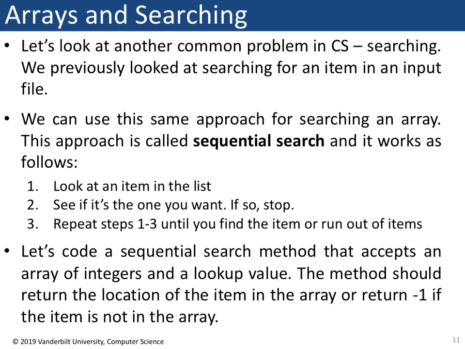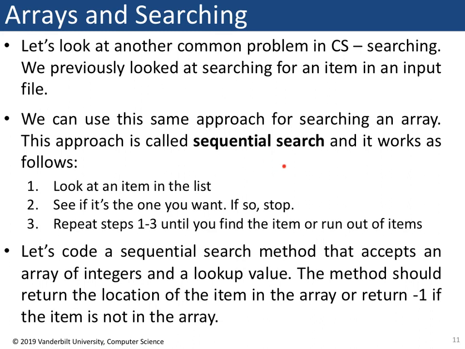So now we're going to shift gears and we're going to talk about a common problem in CS. Searching. When we say a common problem, what we mean is it's a common goal for an algorithm to solve. So we've looked at searching already. We looked at searching when we were looking for something in a file. And the way we approached it was a sequential search method. Sequential search usually looks like this.